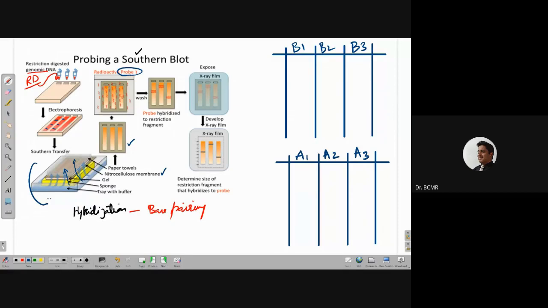So we are using a probe that has sequence complementarity to the gene that we are trying to find out is present or not. Wherever the band is present, the probe also goes and binds there. Then we wash away the excess probe, and then we expose it to X-ray film. Based on the radiation, the bands usually show up something like this here.